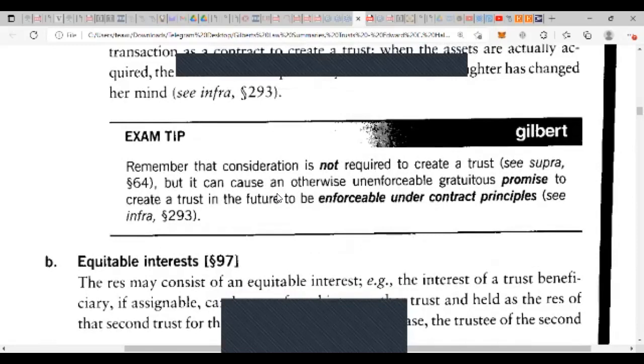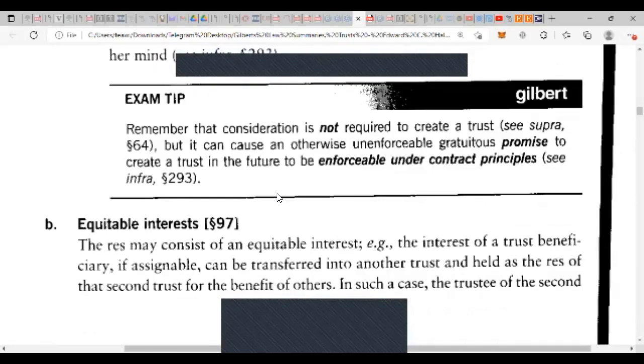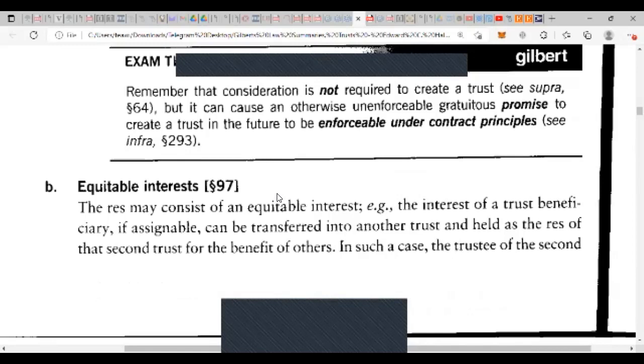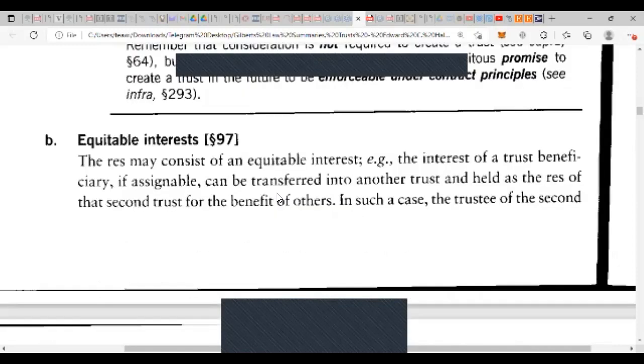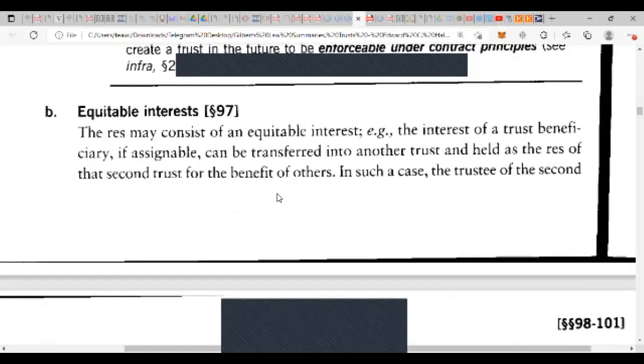Exam tip. Remember that consideration is not required to create a trust. See supra 64. But it can cause an otherwise unenforceable gratuitous promise to create a trust in the future to be unenforceable under contract principles. See infra 293.